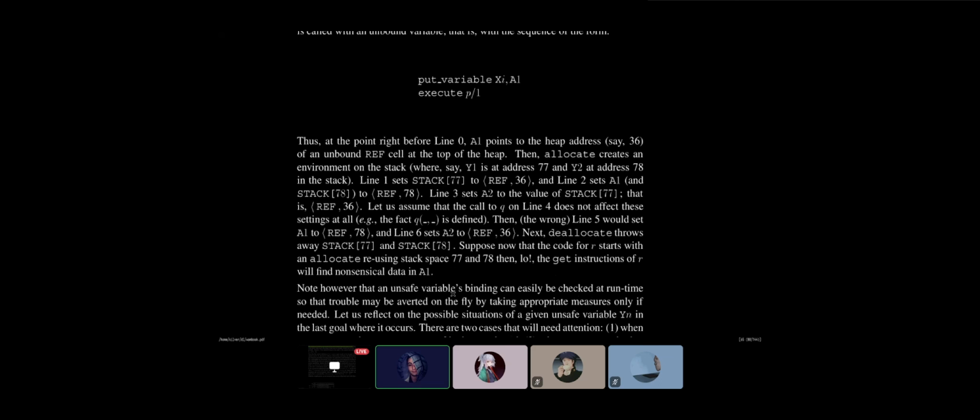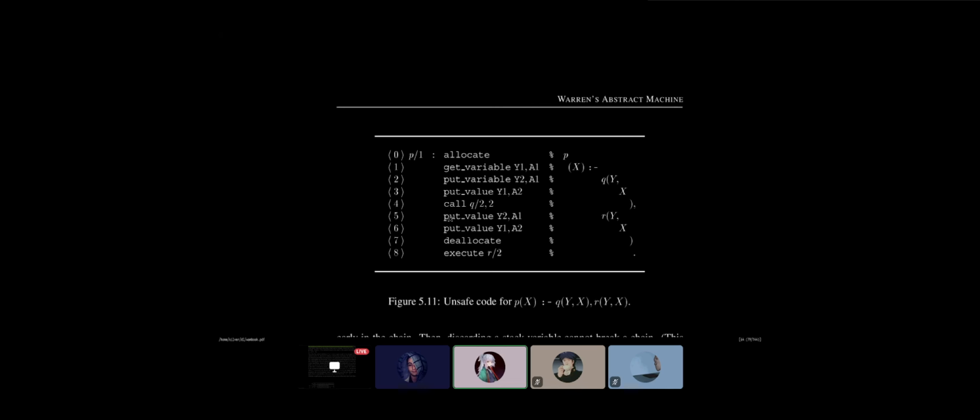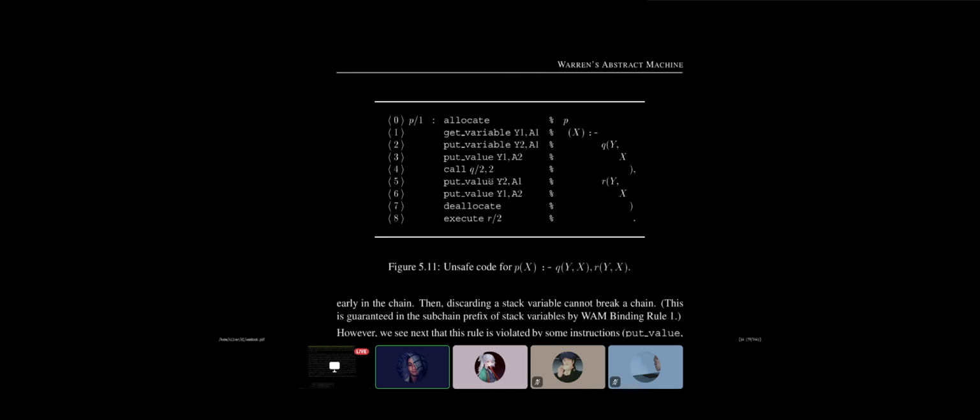I don't know if I got it, man. Could you try to help me here? Allocate creates an environment on the stack where y1 is address 77, y2 is 78. Then line 1, which is this one, right? Of course, this is zero based. But what is the semantics of get variable and put variable? I think that's what I need to remember myself.